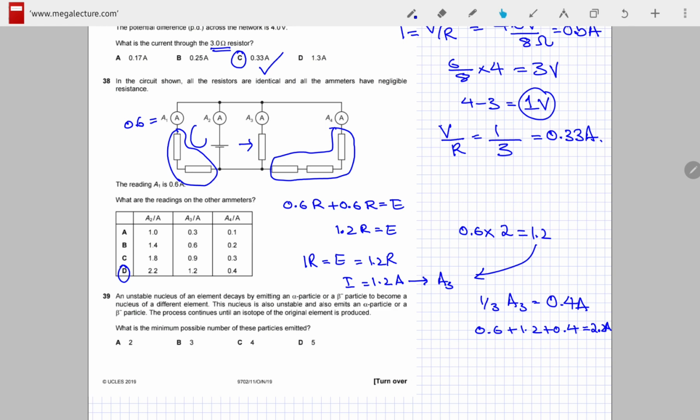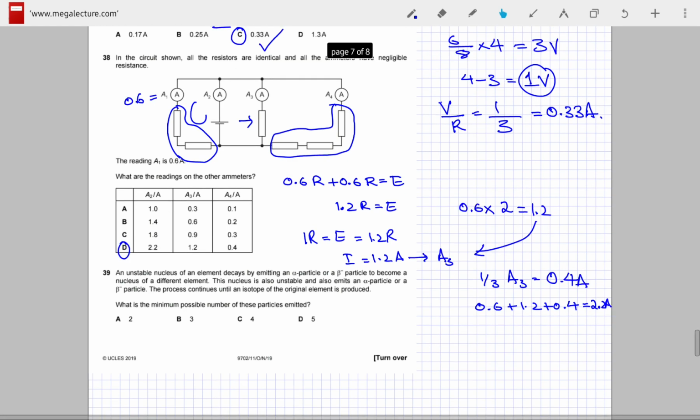Question number 39. An unstable nucleus of an element decays by emitting an alpha particle or a beta particle to become a nucleus of a different element. This nucleus is also unstable and also emits an alpha particle or a beta particle. The process continues until an isotope of the original element is produced. What is the minimum possible number of these particles emitted?